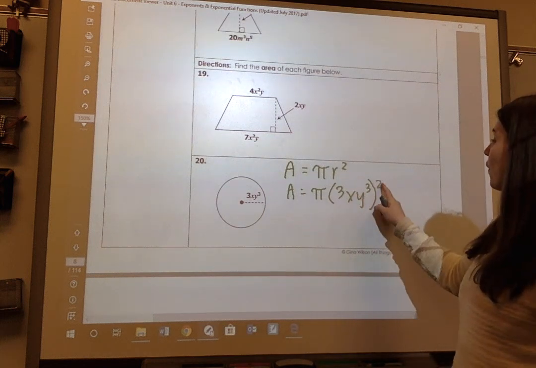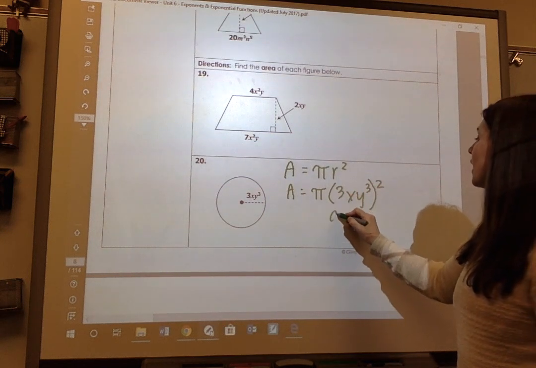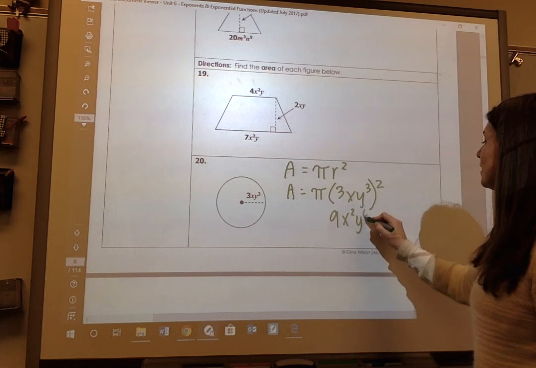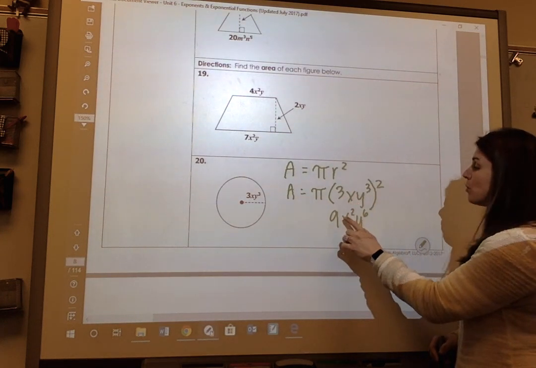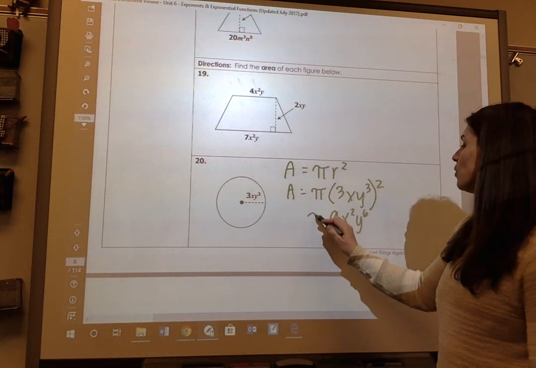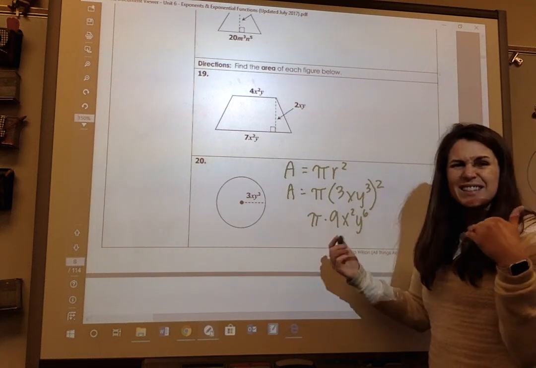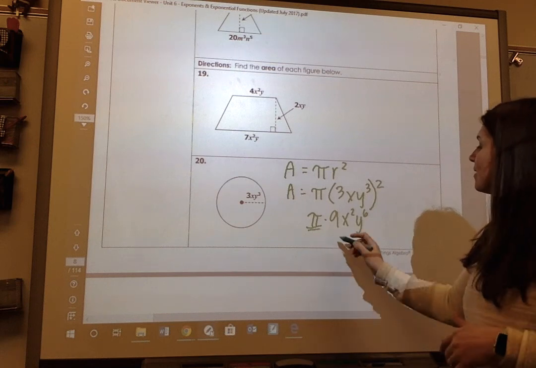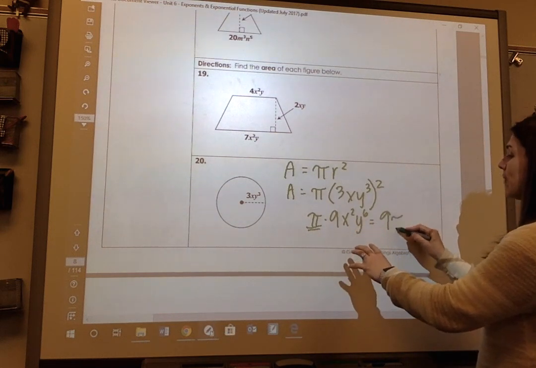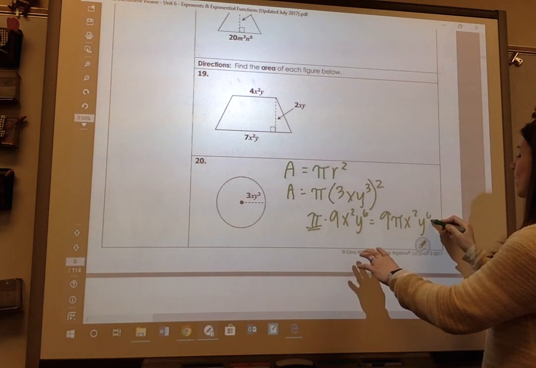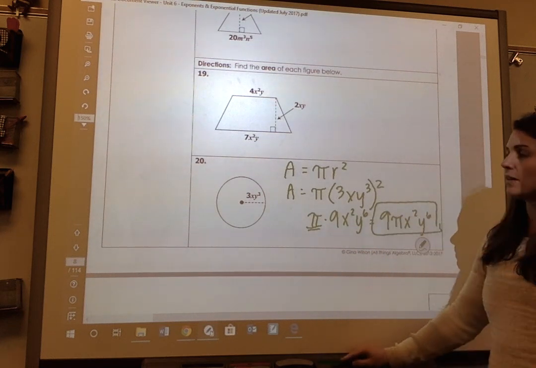evaluate this. Order of operations says I must do this first, and I get 9x squared y to the 6th because it's an exponent raised to a power, so I do the power rule, which is multiplying, and then you just multiply it by pi. So the way that's going to look is this pi is going to come directly after your coefficient. So it's really 9 pi x squared y to the 6th. And that is my final answer.